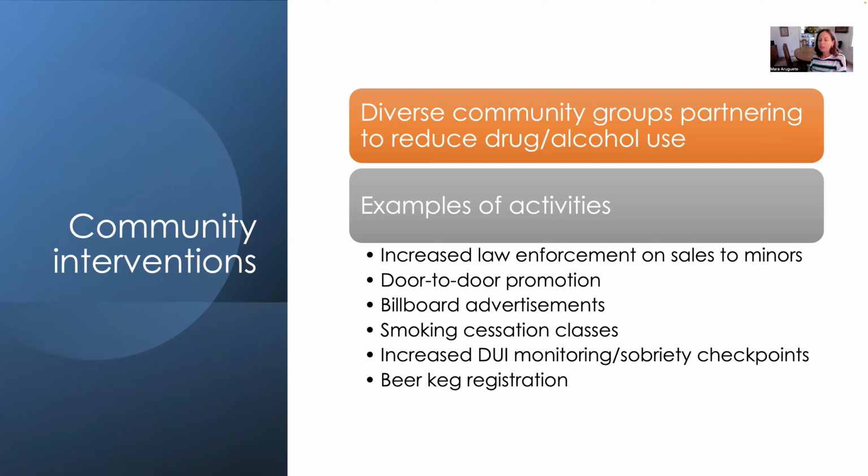Increased DUI monitoring, that's driving under the influence, sobriety checkpoints, things like that, beer keg registration. These are all things communities can do to reduce young people's drug use, and then also, well, even with older people, smoking cessation, things like that.